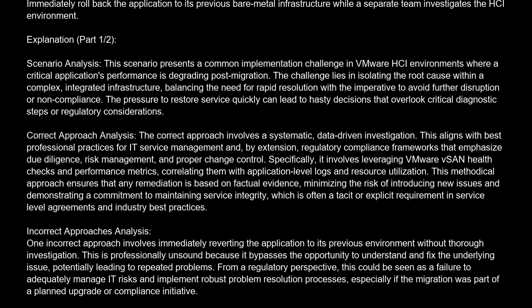One incorrect approach involves immediately reverting the application to its previous environment without thorough investigation. This is professionally unsound because it bypasses the opportunity to understand and fix the underlying issue, potentially leading to repeated problems. From a regulatory perspective, this could be seen as a failure to adequately manage IT risks and implement robust problem resolution processes, especially if the migration was part of a planned upgrade or compliance initiative.